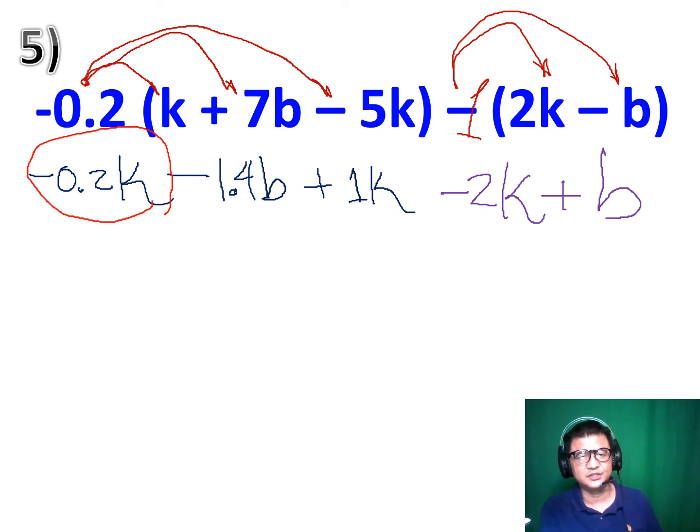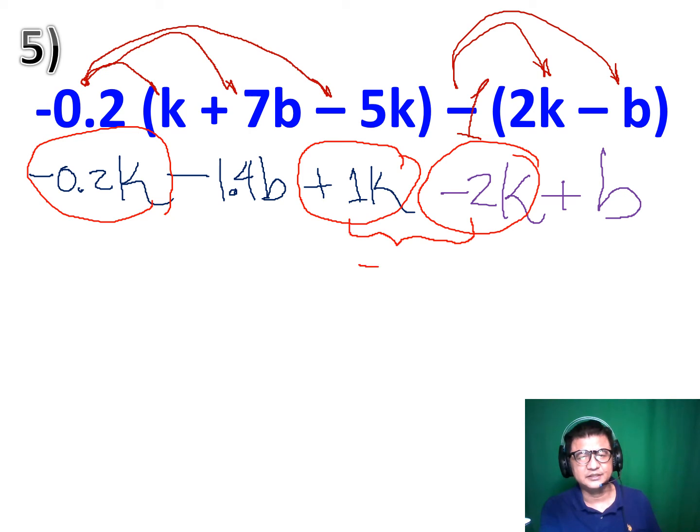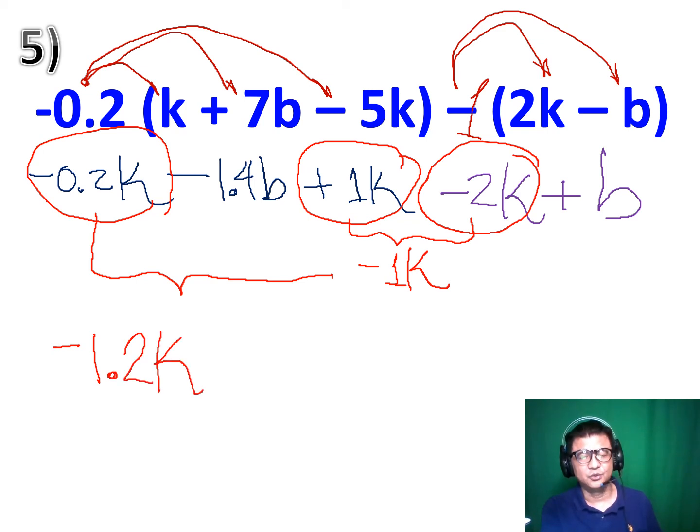This one, circle, positive 1k and negative 2k. All right. So a negative and a positive, so you will be a negative 1k, right? But you still need to add it to another negative k over there. So let's add them up. So negative and negative, we're adding them. Negative 1.2k. So all those k's were already simplified.